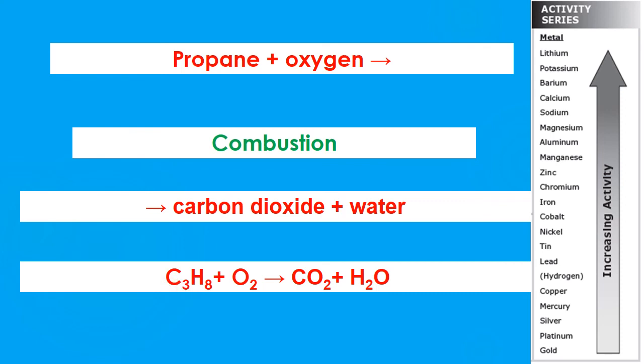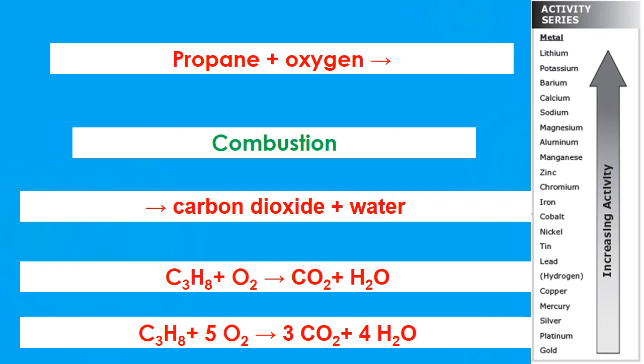Then you need to balance off your carbon. So you'd put a coefficient of 3 here. So that gives us 10 oxygens in total. That means we need to put a coefficient of 5 in front of our oxygen gas. And that will be a balanced equation for this one.